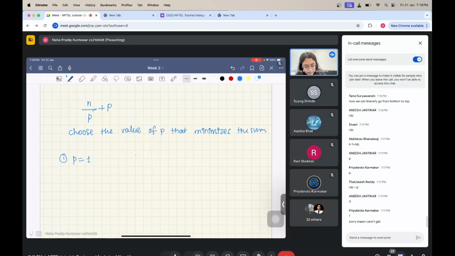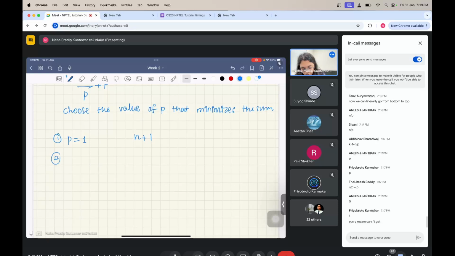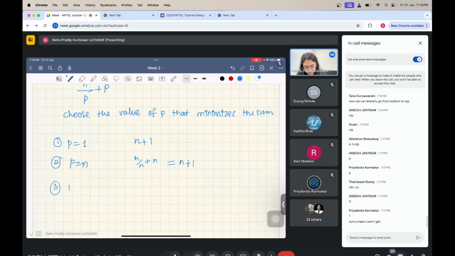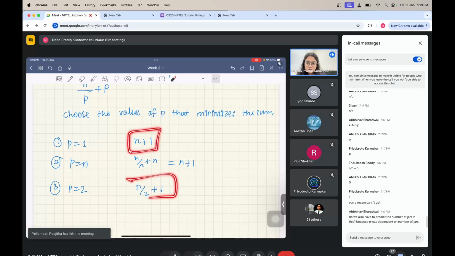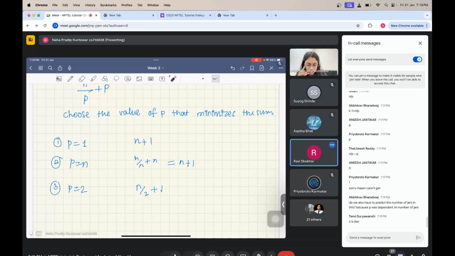You get n plus 1, right? And let's say on the extreme end, if I take p to be n itself, then again what I get is n over n plus n, which is again n plus 1. Okay, so this is what is happening at the two extreme ends. But let's say I take p equals 2, then what do I get? I get n over 2 plus 2. So between n plus 1 and n over 2, which is better? N over 2.